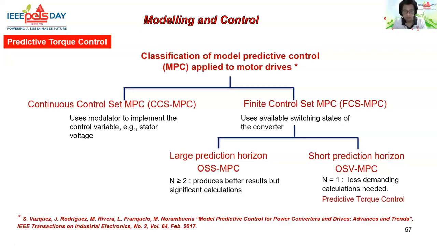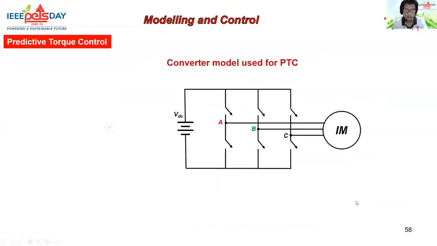FCS MPC can be further classified into two types. The first is the OSS MPC, the optimal switching sequence MPC, which has a prediction horizon of two or more, which means that the prediction is performed two steps ahead or larger. Then we have the short prediction horizon, called the optimal switching vector MPC, in which the prediction is only performed one step ahead, where N equals 1. This is also known as predictive torque control, which I'm going to talk about very briefly here.